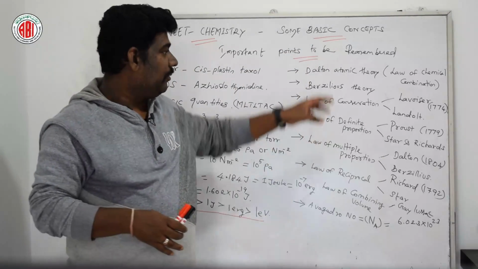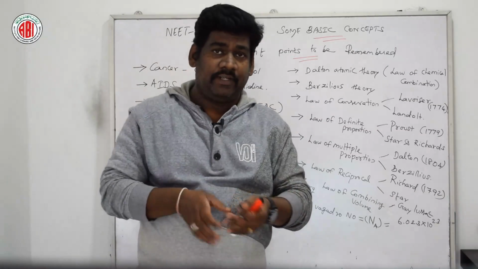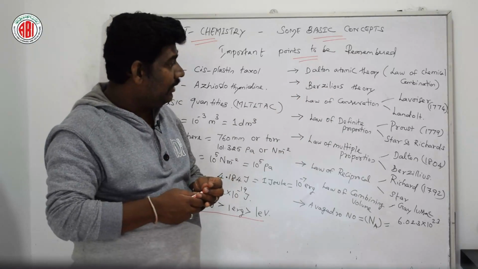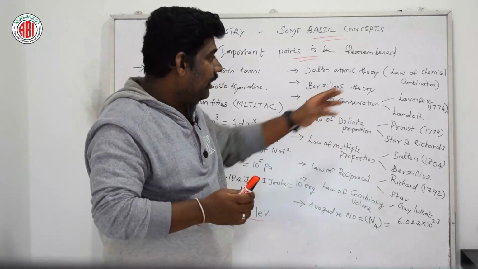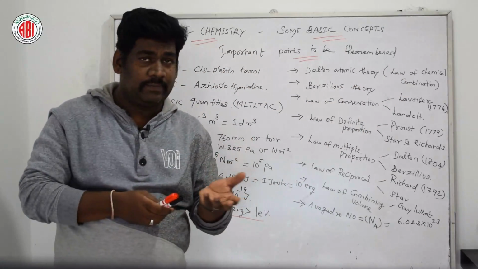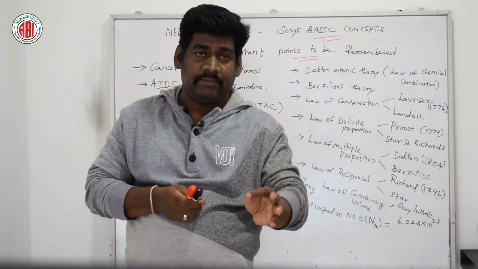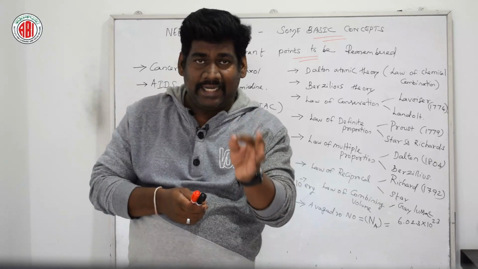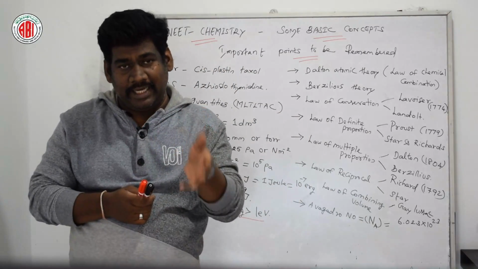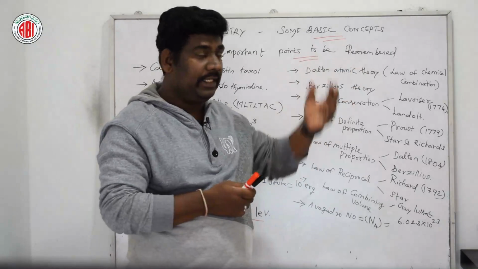When we are discussing Dalton's atomic theory, this was the first theory related to the assumption of the atom. It was proposed by Dalton. This theory is related to the laws of chemical combination, and based on that, this theory was proposed. According to this theory, matter is composed of atoms, and all atoms are the smallest fundamental and indivisible particles. The atom cannot be created nor destroyed. These all we have already discussed in detail in Dalton's atomic theory.